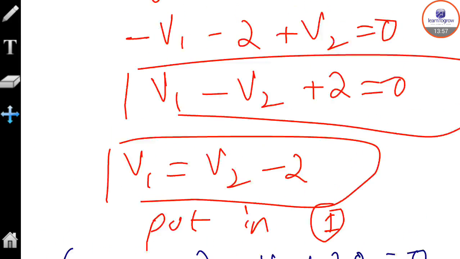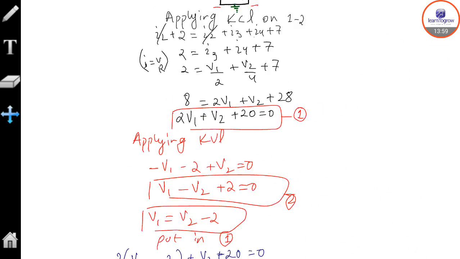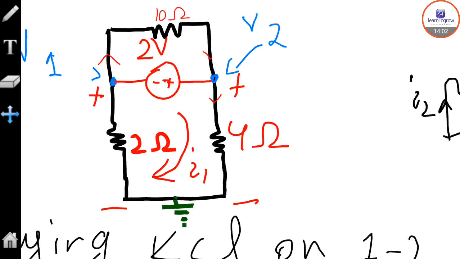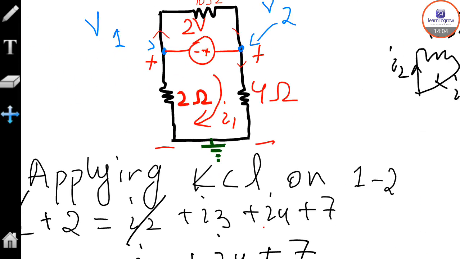I have got both the values successfully. What the supernode case basically says is that we can analyze the voltages of a circuit which has both current and voltage sources. You cannot simply analyze it by nodal analysis or mesh analysis. The supernode case or supermesh case is applied.